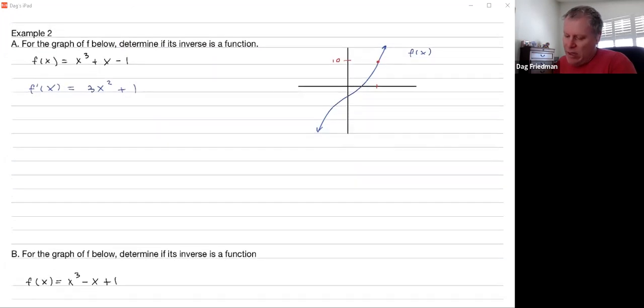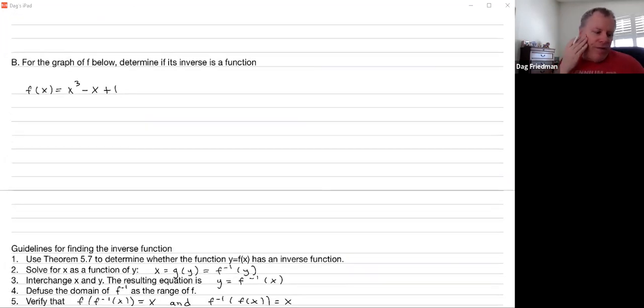Okay, let's look at this one. So first off, let's just look at the graph. So the graph is going to look like this. We're going to do this problem twice. We're going to look at the graph, make our determination, and then we're going to take the derivative and make our determination. So the graph looks, again, not accurately, like this.